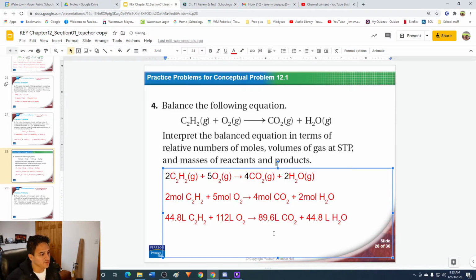And then lastly, in terms of mass, to do mass, we'll need to know the molar mass of all these materials. So this one is going to take a little bit more work. But for each material, we just got to find their molar mass. So C2H2.